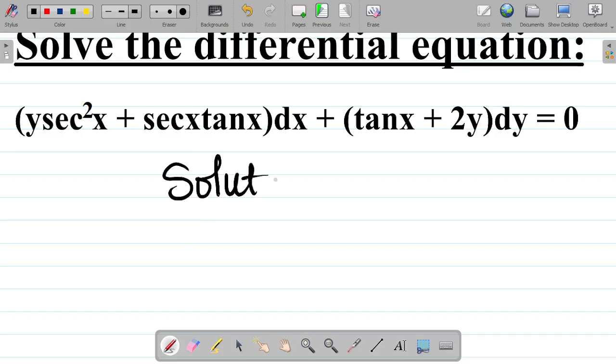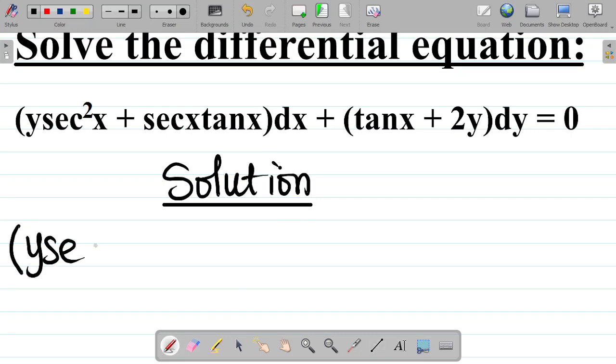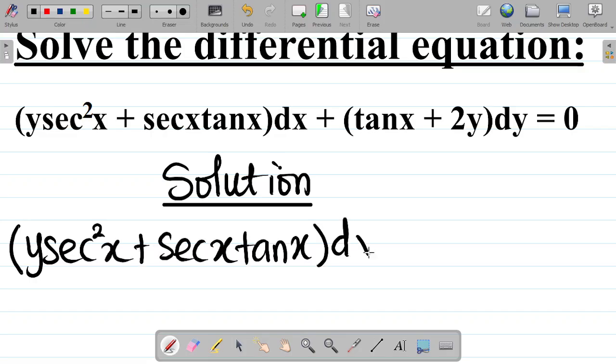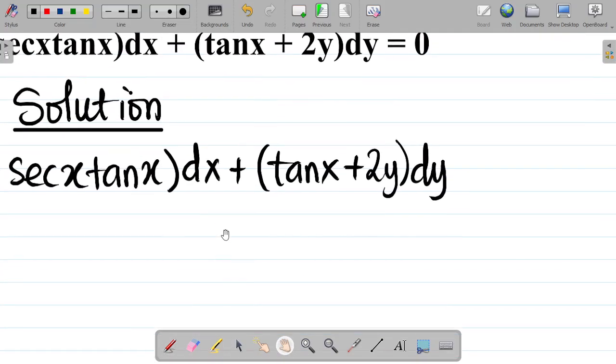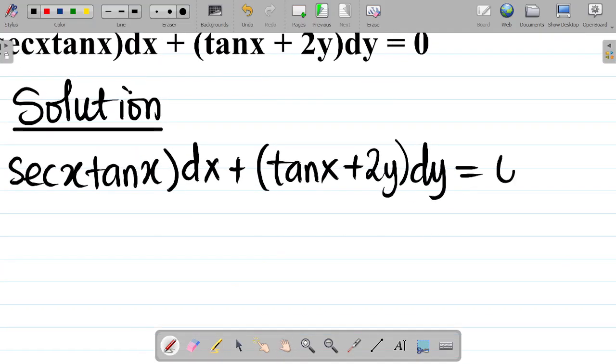Solution. So the first thing I'll do here is to write out this particular equation. So I have this as (y sec squared x plus sec x tan x) dx plus (tan x plus 2y) dy. This is equal to 0.